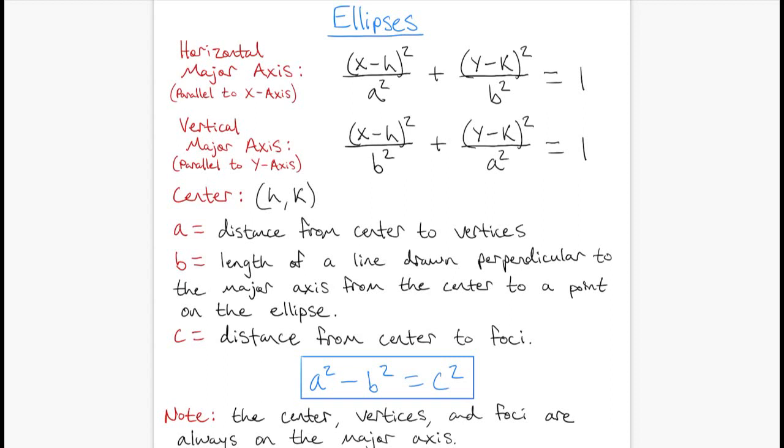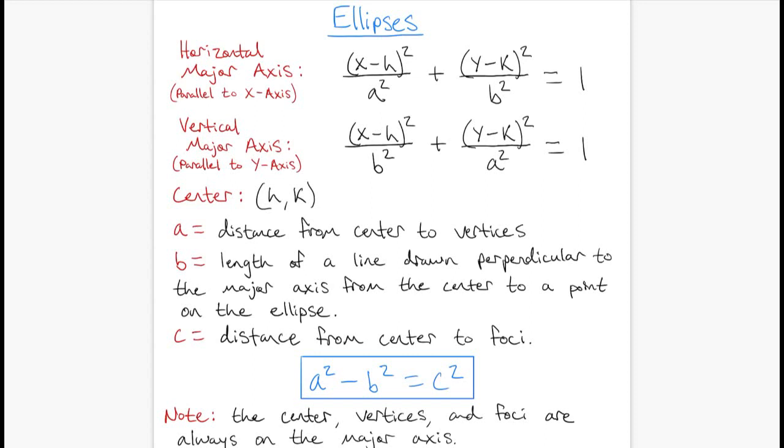Right? So these are the 2 different forms we see these in, and how these forms differ graphically is that this first one has a horizontal major axis. So the major axis is parallel to the x-axis, and the second form has a vertical major axis. So the major axis is parallel to the y-axis. And remember, the major axis is just a line that intersects the center, vertices, and foci, right? All those things lie on this major axis.